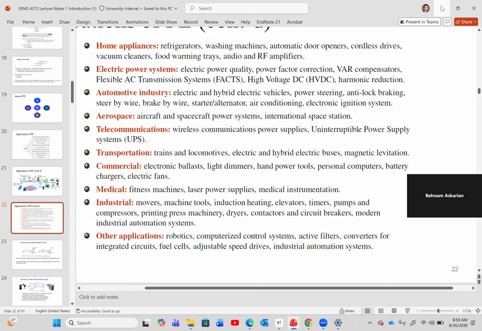And then we have industrial, medical, which are fitness machines, laser power supplies, medical instrumentation. And then we have industrial, which are movers, machine tools, induction heating, elevators, timers, pumps, compressors, printing press machines, dryers, contactors and circuit breakers. Some other applications are robotics, computerized control systems, active filters, converters, integrated circuits, fuel cells, adjustable speed drives, industrial automation systems, and so on.